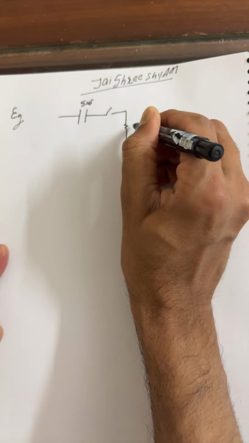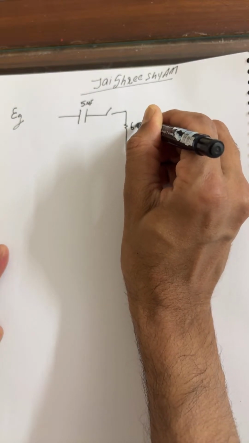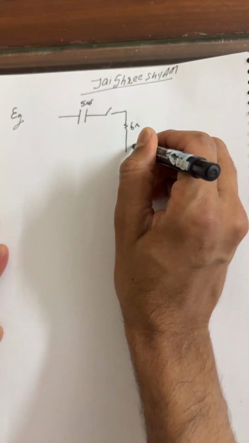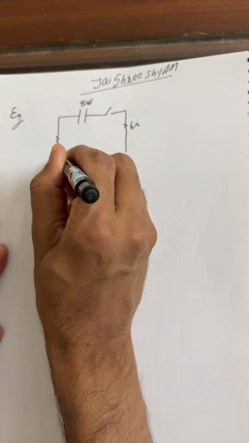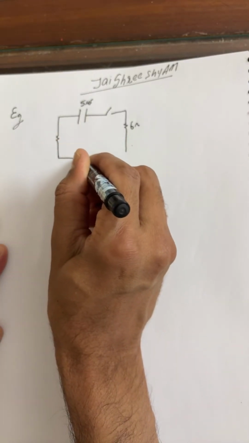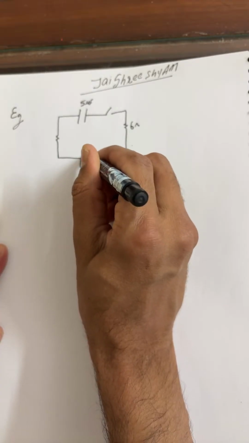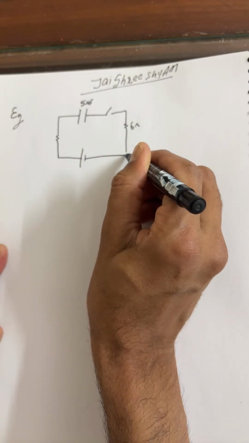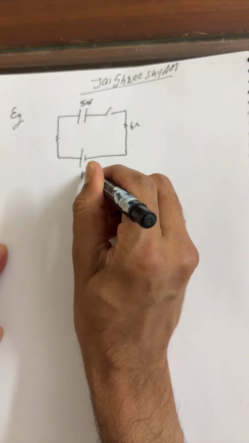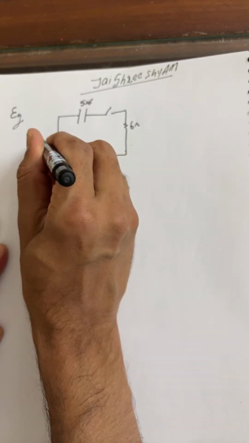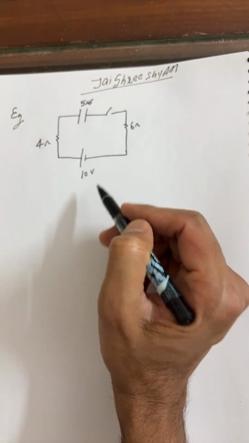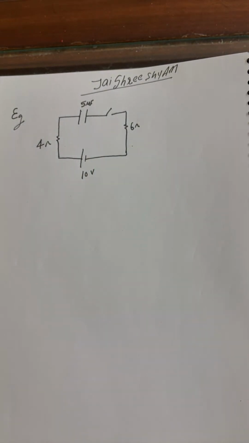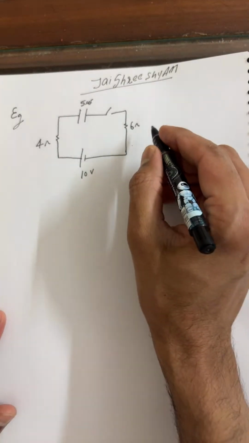There is a resistor, and 6 ohm is the resistance of this resistor. There is one more resistor here. Let's say, students, this is the battery, and the potential of this battery I'm considering is 10 volt. This is 4 ohm, this is 6 ohm, this is 5 microfarad, and this is 10 volt. The switch is initially open.